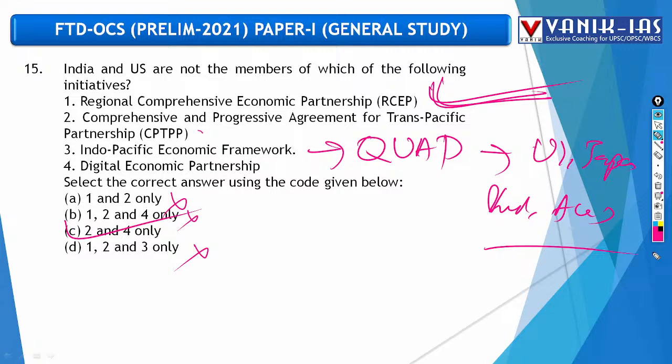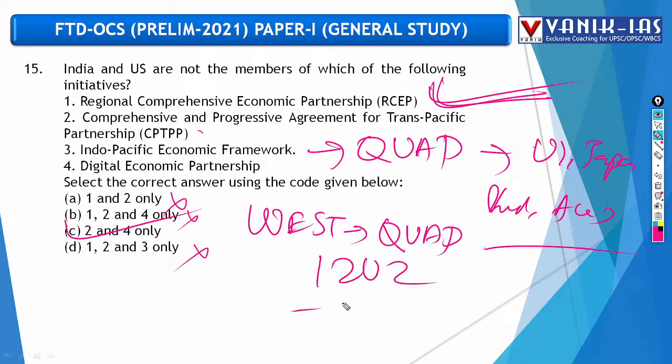Quad is an informal group between US, Japan, India, and Australia. Recently, the West Quad was also established. What is West Quad? West Quad is your I2U2, that is India, Israel, UAE, and USA. So India is not a part of RCEP, but it is a part of the Indo-Pacific Economic Framework because it was started by the Quad countries.